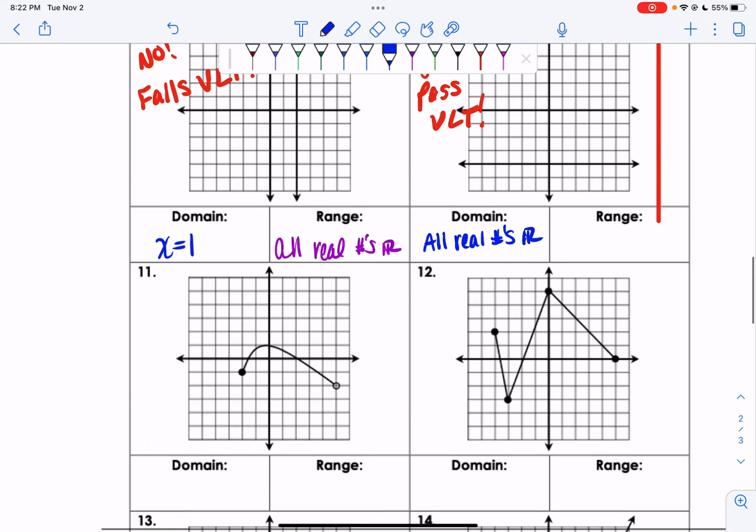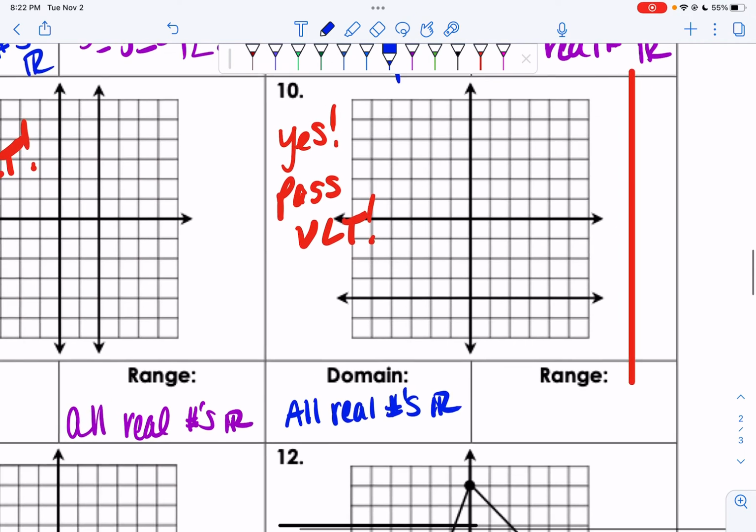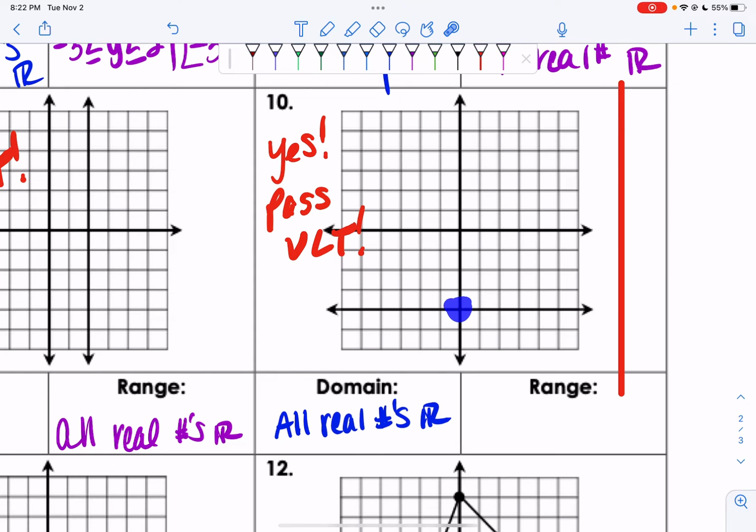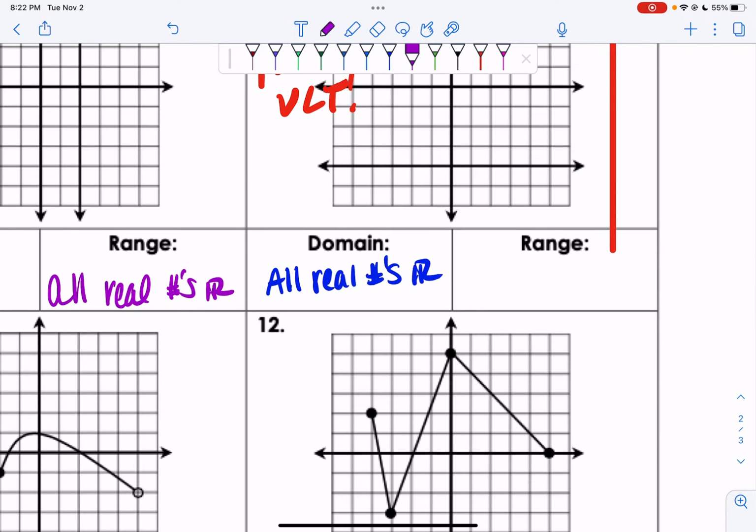My range, on the other hand, I only hit this y value right here in both directions. 1, 2, 3, 4. I hit -4. So my range is just going to be y is equal to -4.